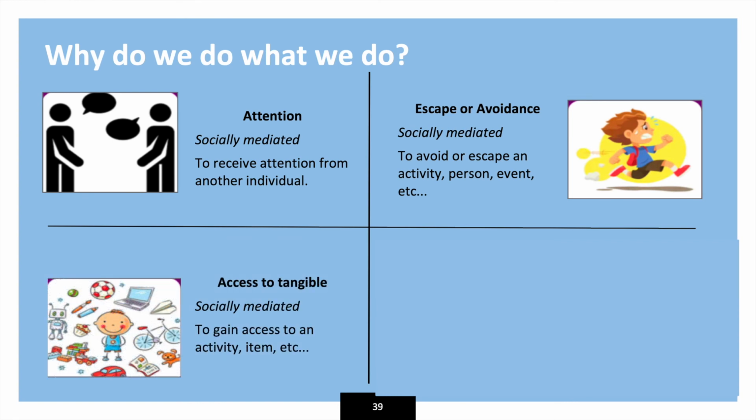Access to tangibles can be observed when a person engages in a behavior to gain access to a preferred item or activity. This behavior is socially mediated. For example, a boy might engage in crying behavior to gain access to popcorn at the movies. When his mother buys the popcorn, she is reinforcing his crying and the likelihood that crying will happen again in the future to gain access to popcorn.